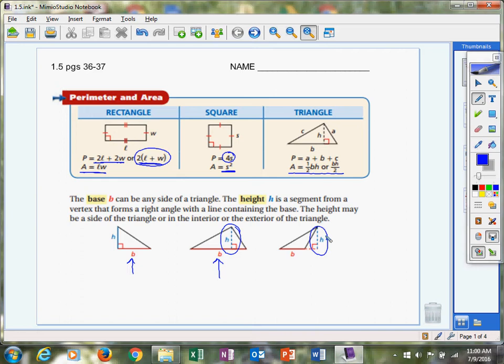So the height is not necessarily one of the sides of the triangle. It can be if it's a right triangle; then height will be one of the sides. But if it's not a right triangle, height is the segment that forms a 90-degree angle with the base. Okay? It's really important that you get that.